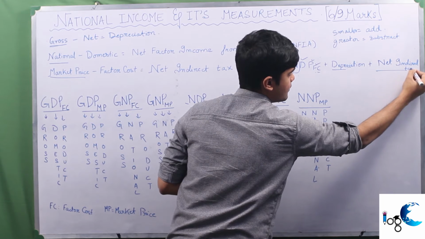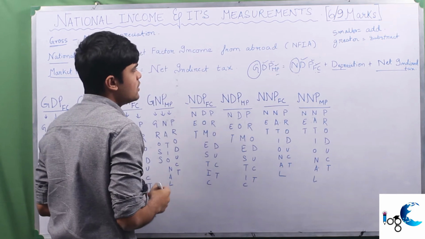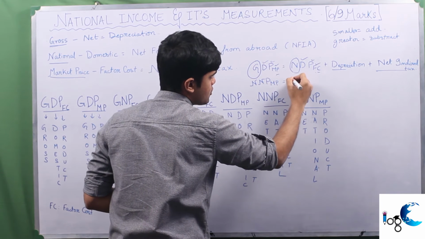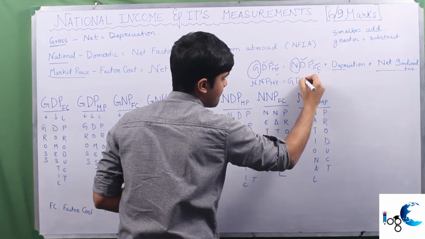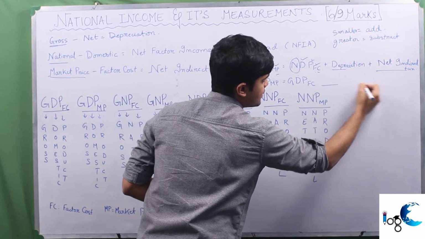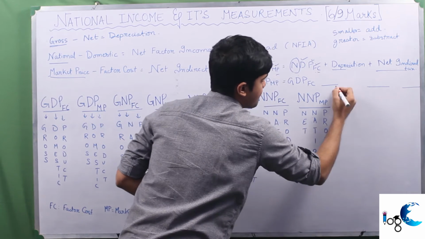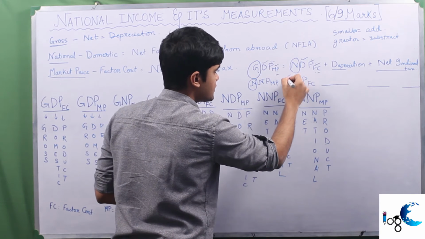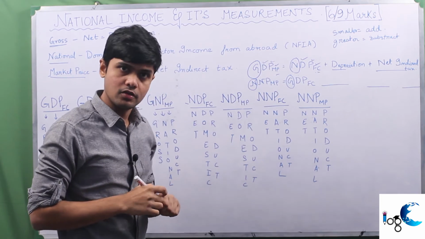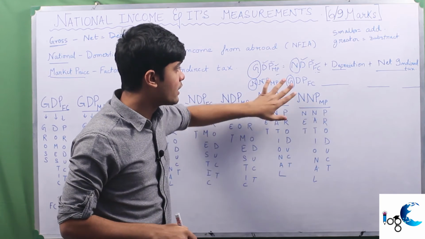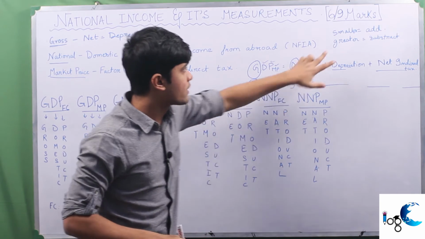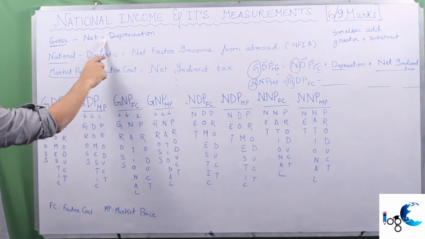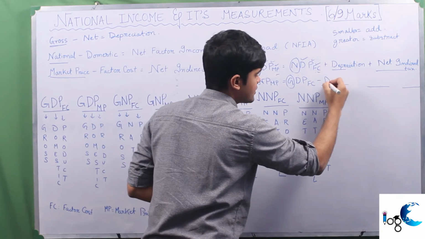Let us take another example. Suppose it is given NNP MP is equal to GDP FC. There will be three things now. First difference: this is N, this is G, so this is net and this is gross. Which one is smaller? Net is smaller, gross is greater than net. So if greater, then subtract. Put a subtract sign. What will you subtract? The difference between net and gross, which is depreciation. So we are subtracting depreciation.